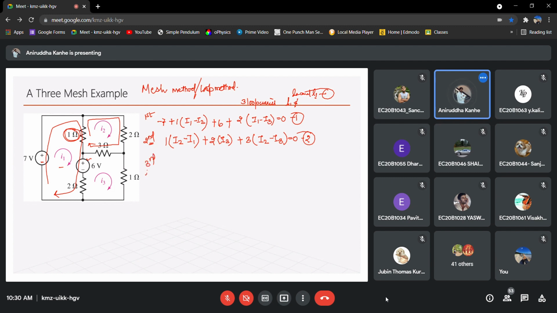And now we'll go for the third loop. How will the third loop look like? Let us say I'm starting from here. So 2 ohms: 2 into I3 minus I2, minus 6, plus 3 into I3 minus I2, plus 1 into I3 is 0. So that's your equation number 3, right? So you are having three unknowns, I1, I2 and I3.